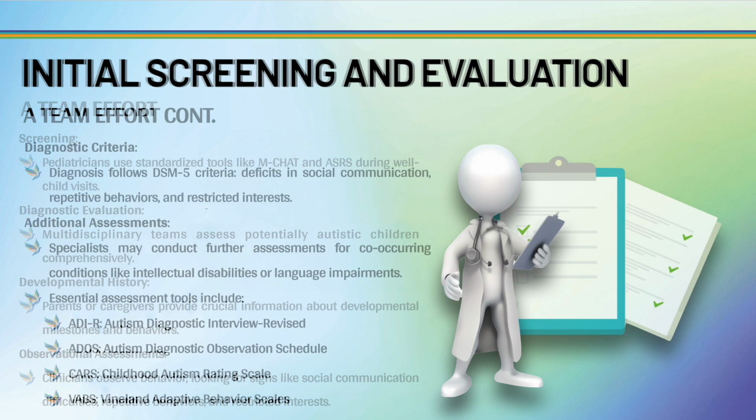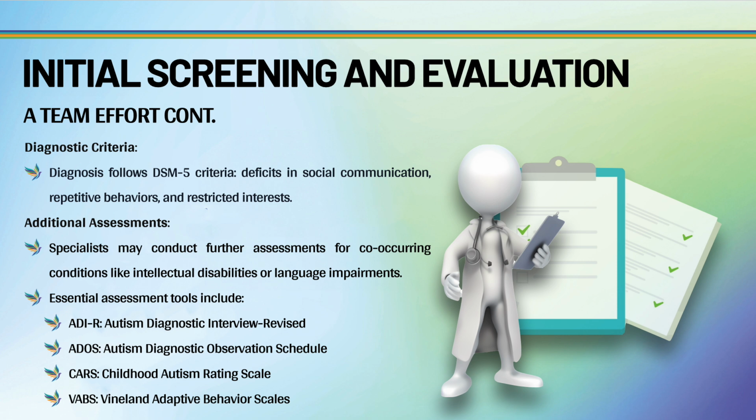interests. Diagnostic criteria. The diagnosis is based on the criteria outlined in the Diagnostic and Statistical Manual of Mental Disorders, DSM-5. The DSM-5 criteria include deficits in social communication and interaction, such as difficulties initiating and maintaining conversations, and restricted, repetitive behavior patterns, interests, or activities, such as repetitive movements or a strong interest in a specific topic.